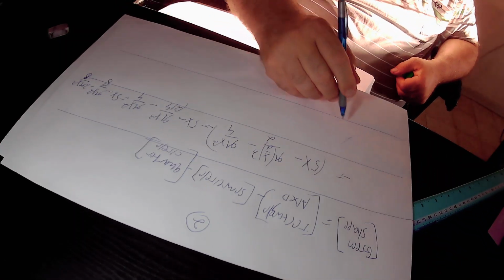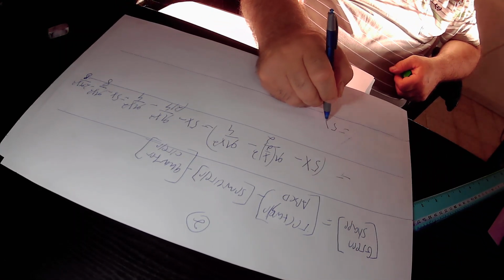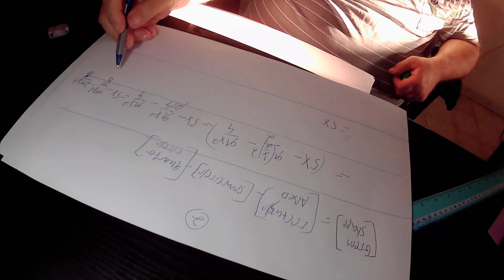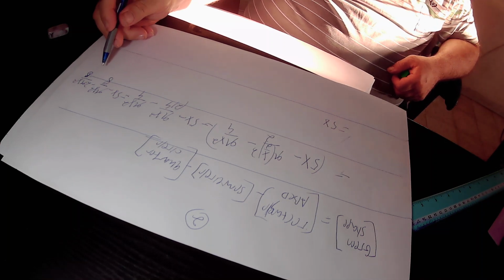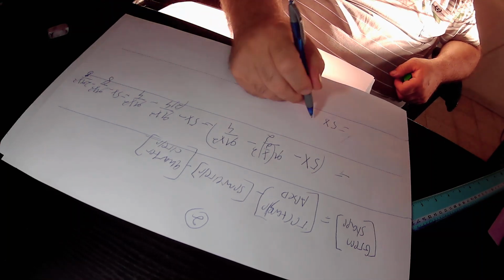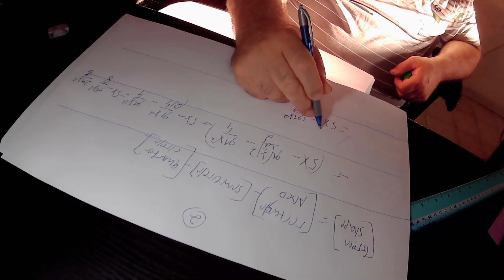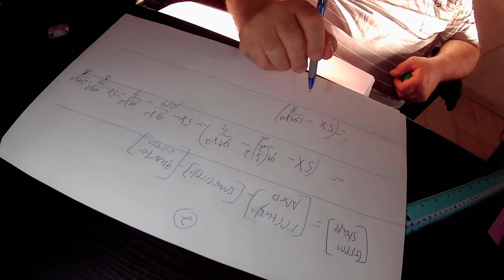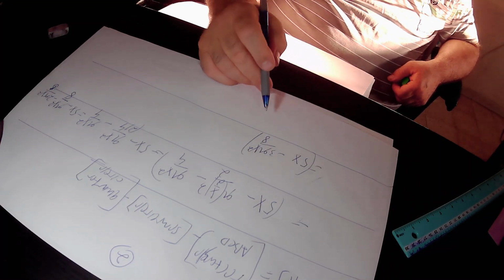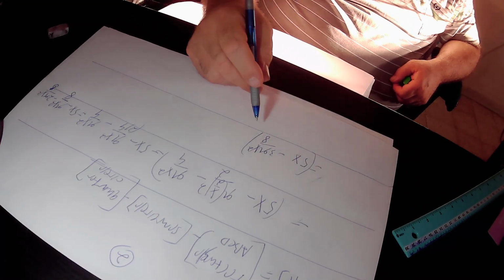So the area of the green shape in total equals 5x minus pi x squared over 8 minus 2 pi x squared over 8, which equals minus 3 pi x squared over 8. So in total we found out that the area of the green shape equals 5x minus 3 pi x squared over 8.